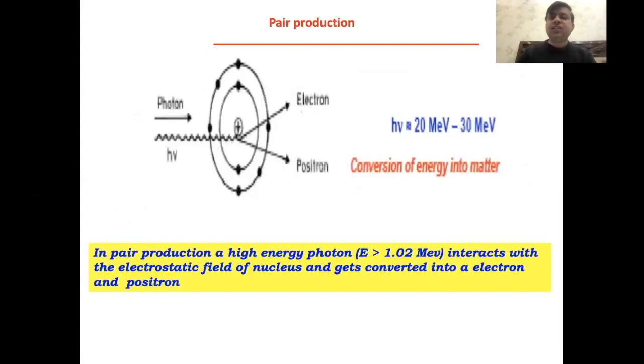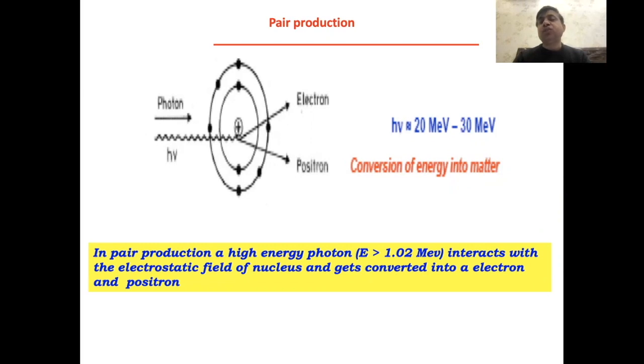Pair production is when the high energy photon interacts directly with the nucleus. So here the energy required is quite high. We know that the nucleus is very stable, especially the stable nucleus, so there's a very high energy requirement. We know that the nucleus contains protons and neutrons. After the interaction of this high energy photon with the nucleus, an electron and a positron eject out. So in pair production, a high energy photon, more than 1.02 mega electron volt, interacts with the electrostatic field of the nucleus and gets converted into an electron and a positron.